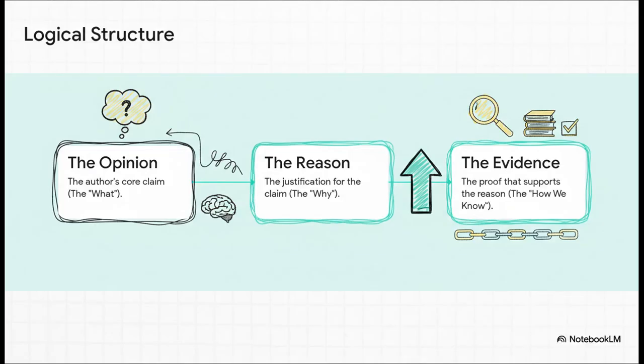And here's that flow in action. It's a really simple, logical chain. The author states what they believe, that's the opinion. Then they tell you why they believe it, that's the reason. And finally, they show you how they know it's true, and that's the evidence. What, why, how. Beautifully simple, right?